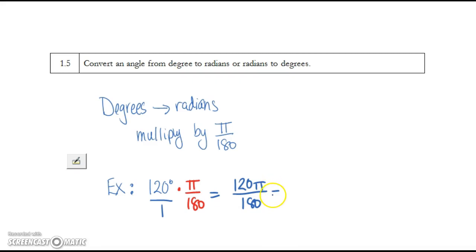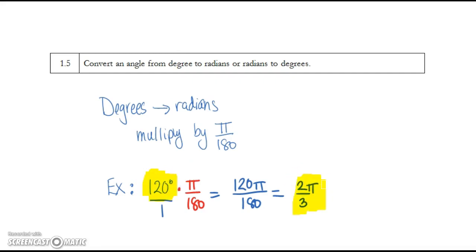We can reduce that by a common factor of 60. So if we divide the numerator by 60, we get 2. If we divide the denominator by 60, we get 3. So 2 pi over 3 is equivalent to 120 degrees.